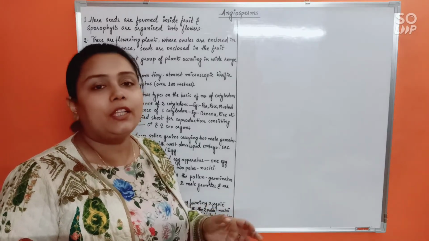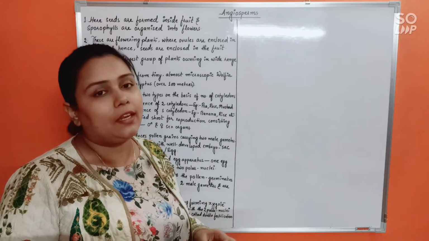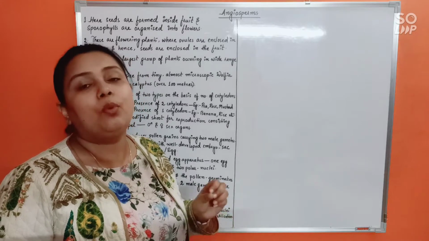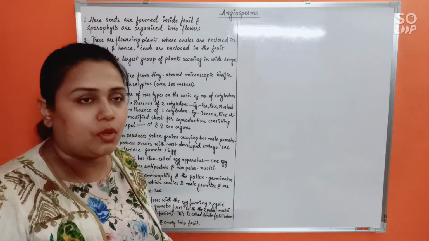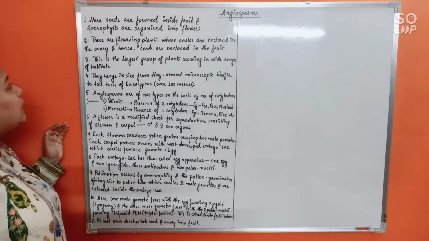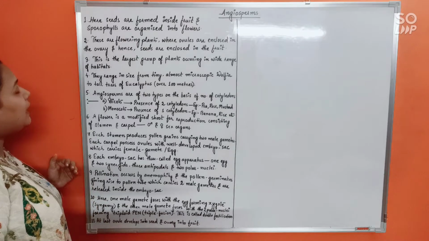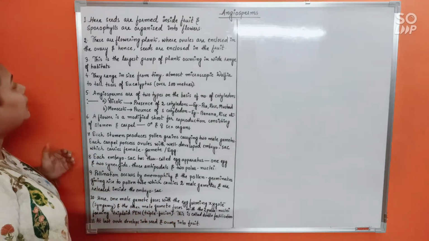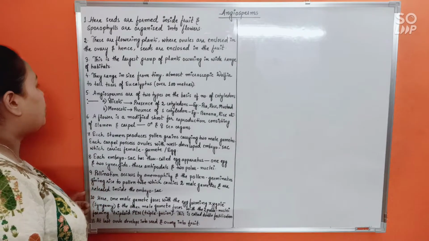Also, other than that, the seeds that are formed in angiosperms remain enclosed within a fruit. So these two are the very basic and most important characteristics of angiosperms. Now, these are flowering plants where ovules are enclosed in the ovary and hence seeds are enclosed in the fruit. These are the largest group of plants, occurring in a wide range of habitats.